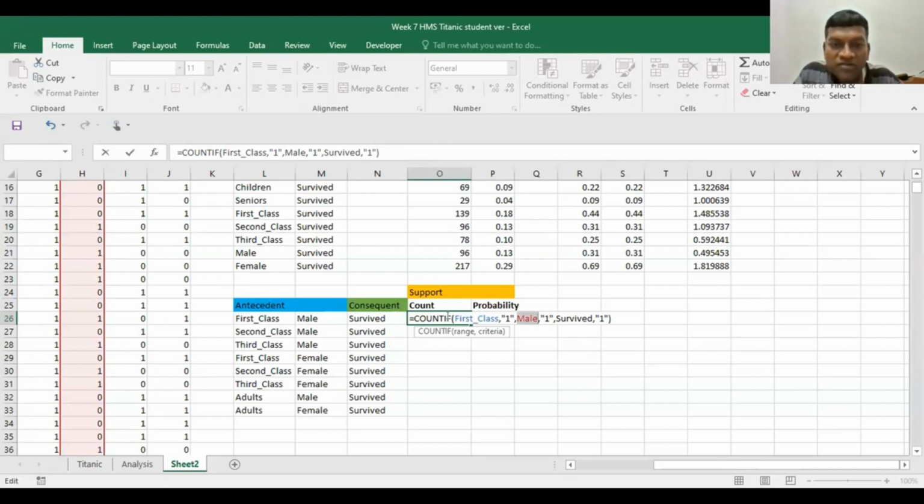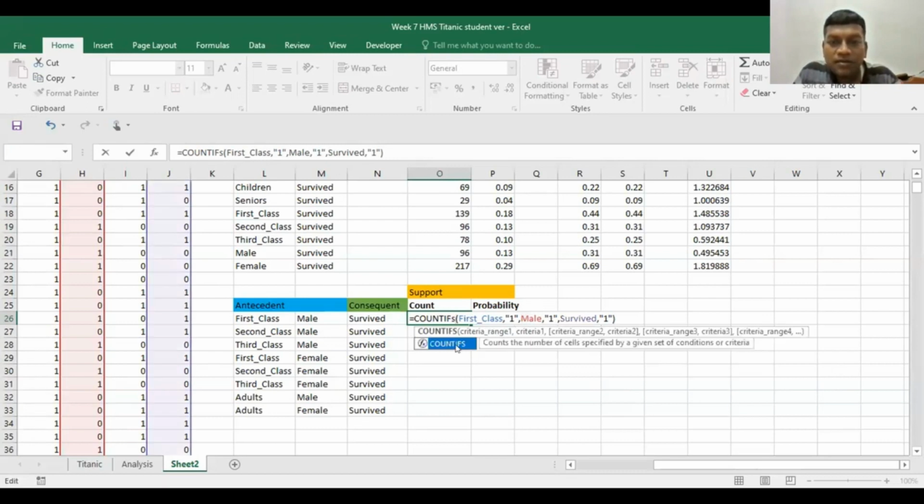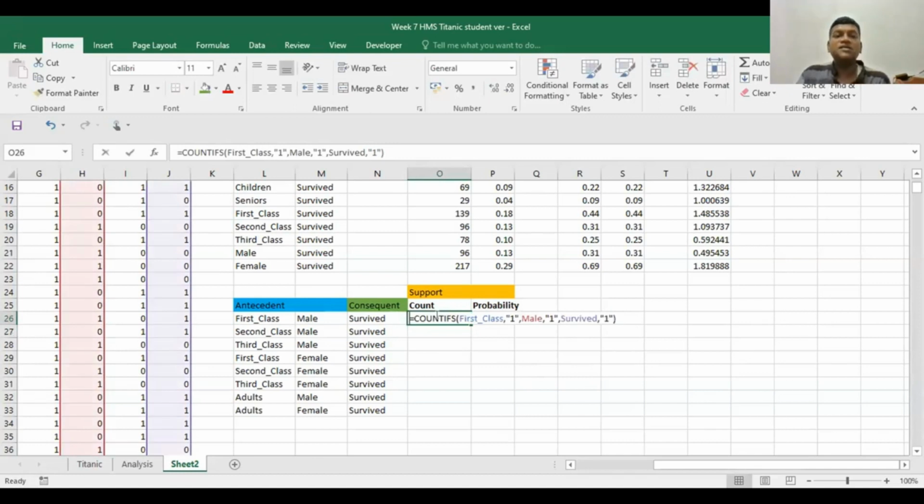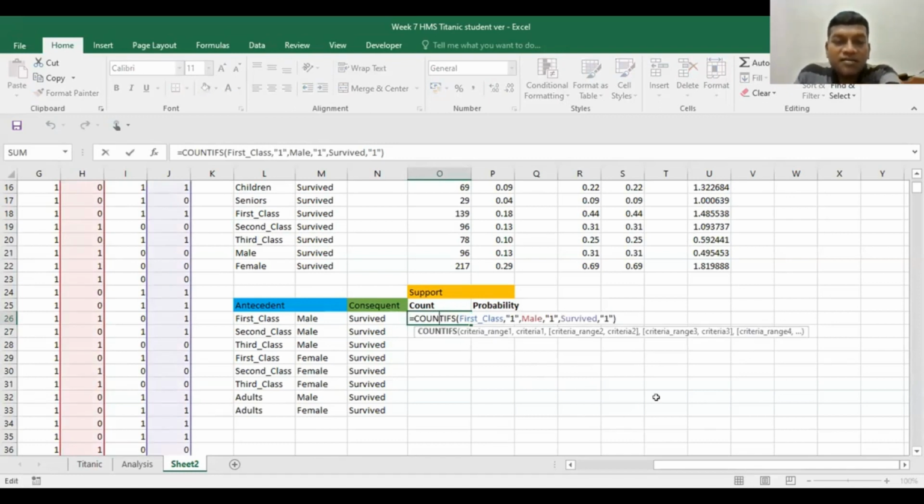Okay, COUNTIFs. Fine. So essentially, the number of times these three things are happening simultaneously, that is, the person traveled in first class, is a male, and the person survived. So that is the support, which is the joint probability, the number of times these three things have occurred.